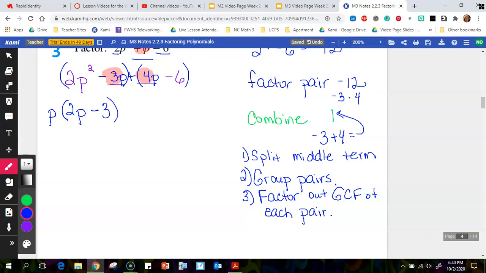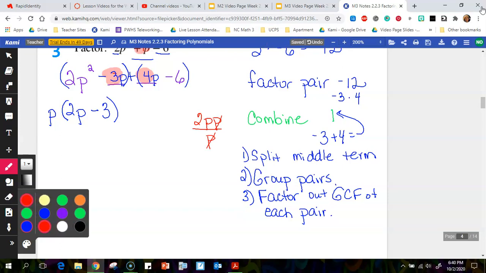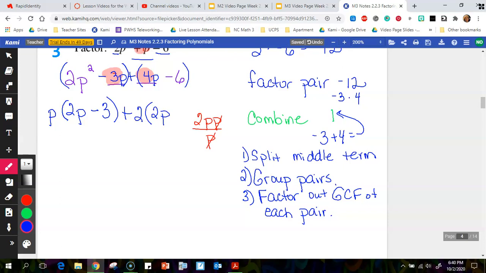So let's make it a different color. 2p squared is like 2p times p divided by p. Those cancel, so it's 2p. That's why that 2p goes there. And then plus, now 4p minus 6, I need to factor that. 4 and -6 have a factor of 2 in common. 4p divided by 2 is 2p, and -6 divided by 2 is -3.